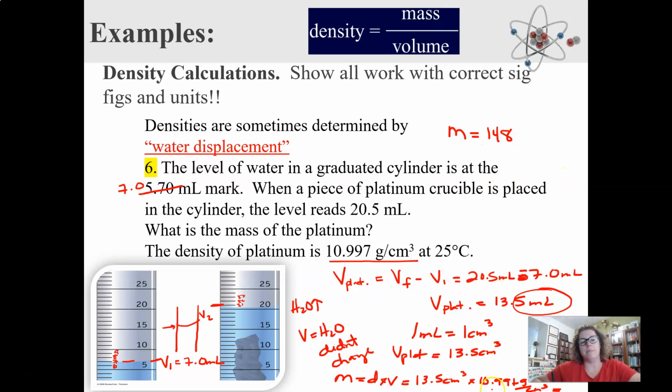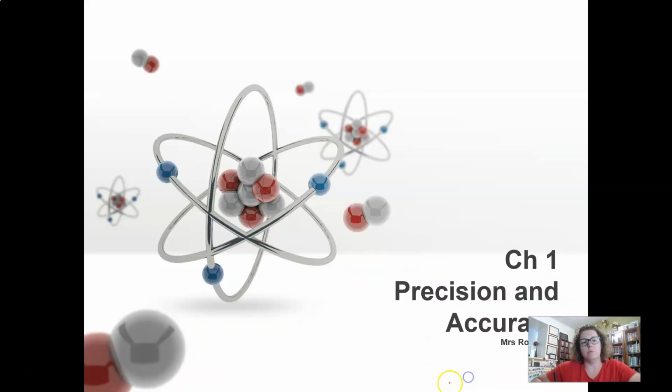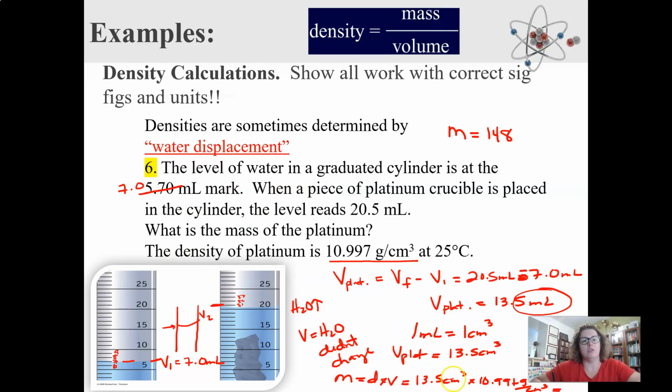And look, notice what happens to the units. I have centimeters cubed times grams over centimeters cubed. You always have to show how the units cancel. So the centimeters cubed cancel with centimeters cubed, and you're left with grams. It does tell me who the object is: platinum. If you don't know the symbol for platinum, it's Pt. If you don't know it, you just write the word platinum.